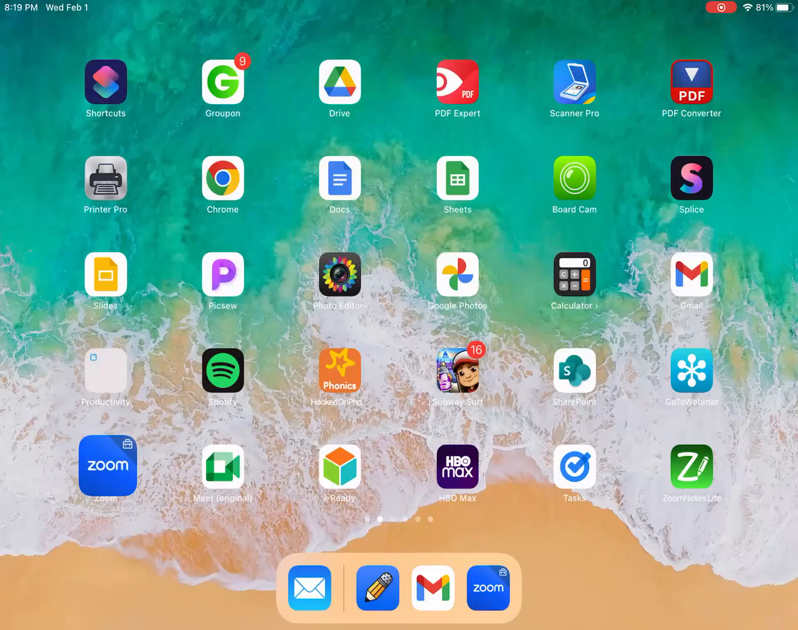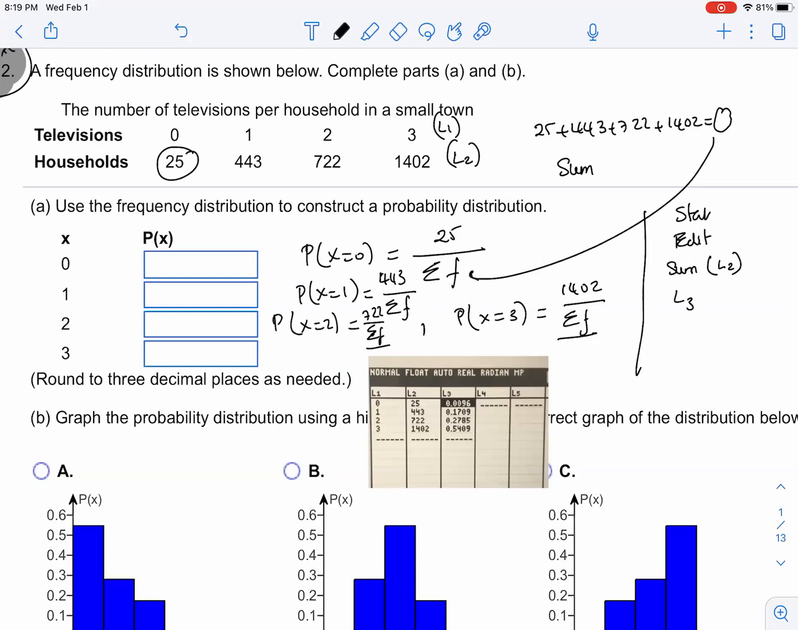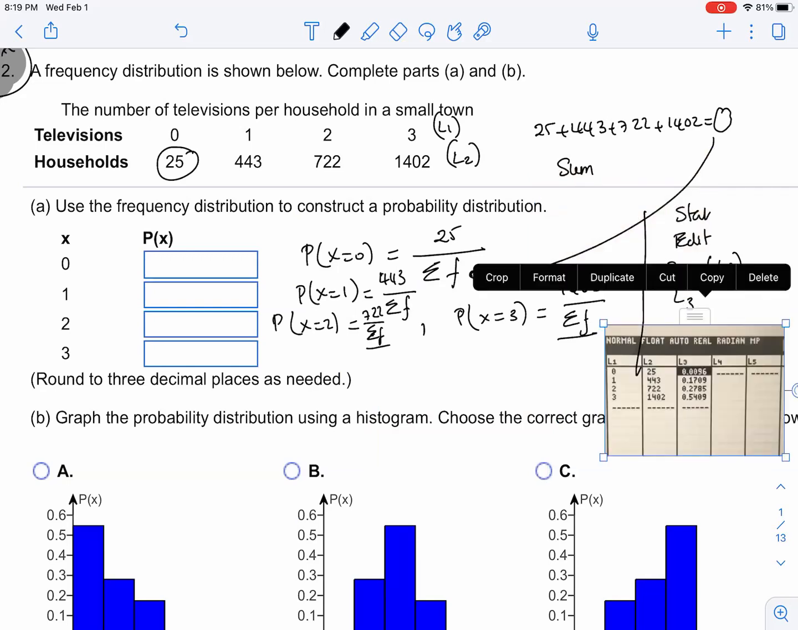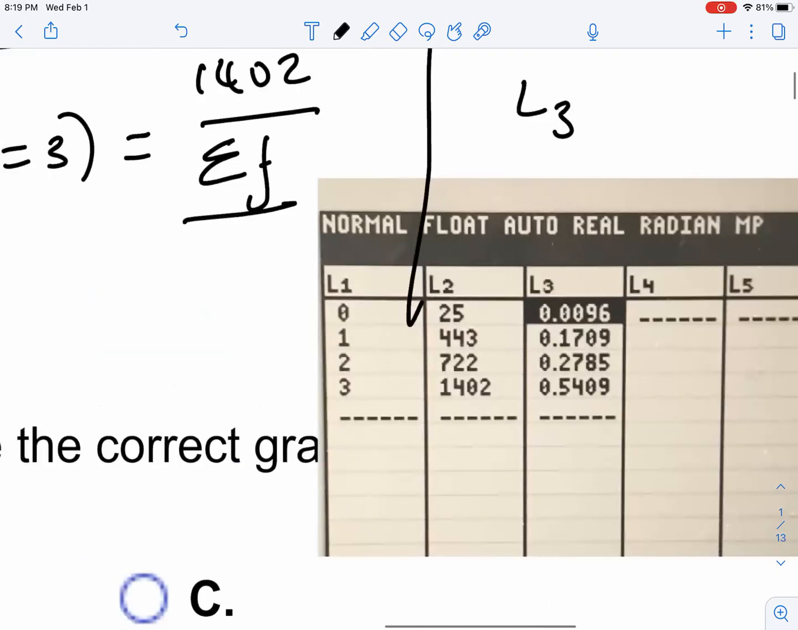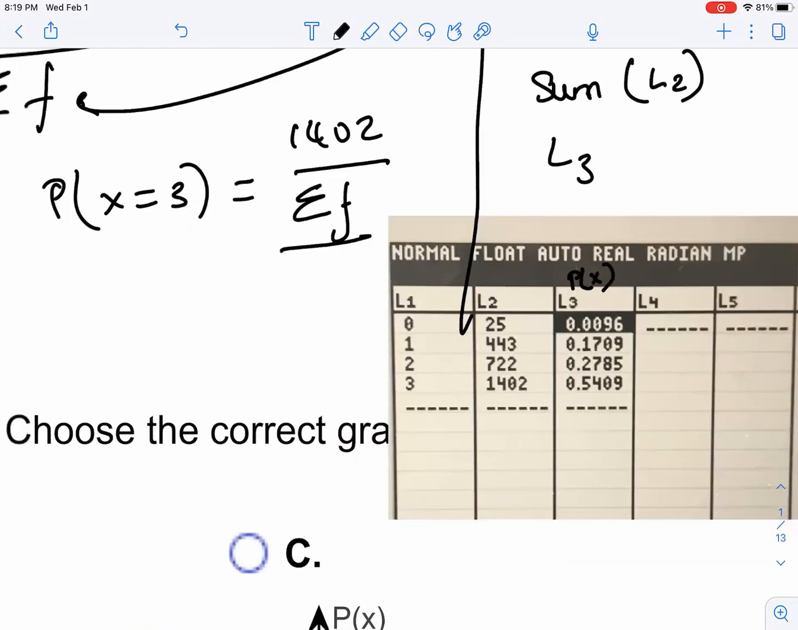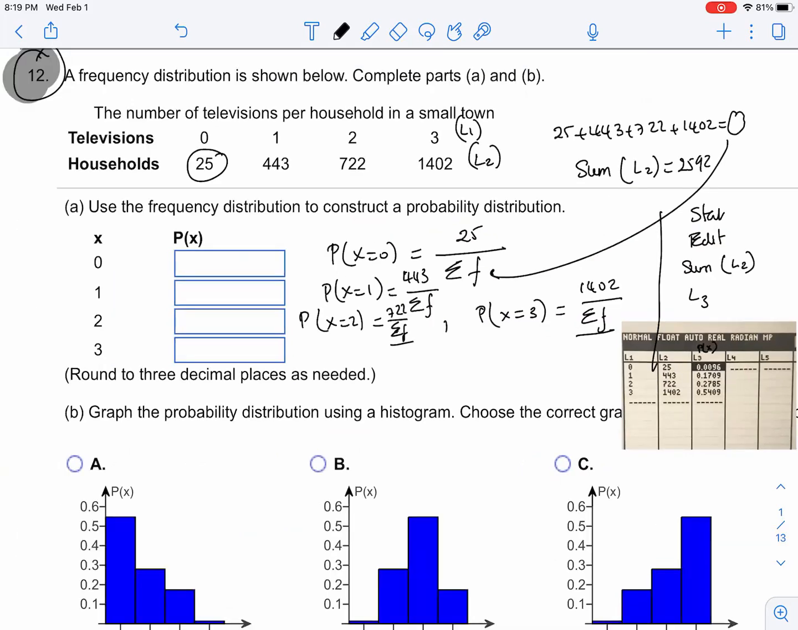All right. So literally, this is what we got right here. Now remember, when we found the sum, the sum of L2, that gave us back 2592. So you can literally check this by hand, but you don't have to, because here is your P of X. This is it. And then Pearson is asking you to round it to 3 decimal places. If it's asking you to round to 3 decimal places, all you have to do is look at the numbers and do your rounding as you know how to do.